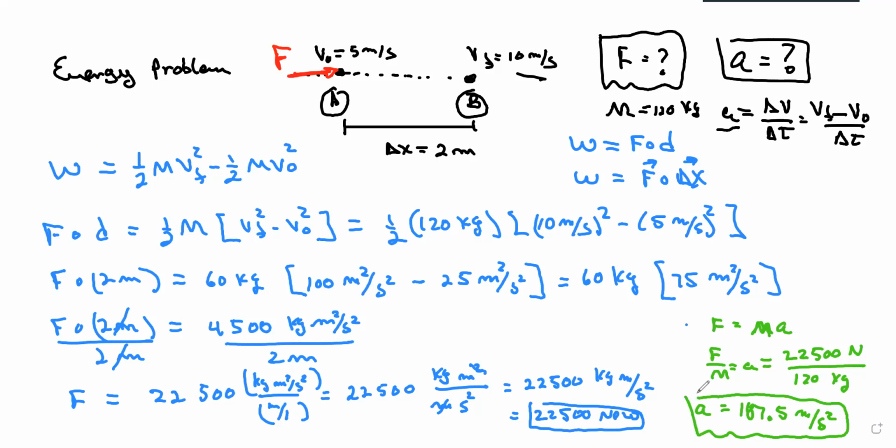So you have your force, which is 2250 newtons, and your acceleration is 18.75 meters per second squared. You can deduce the units over here, because you have kilogram meter over second squared divided by kilogram. So kilogram cancels with kilogram, and you get your units. And there you go. You have another problem right there.